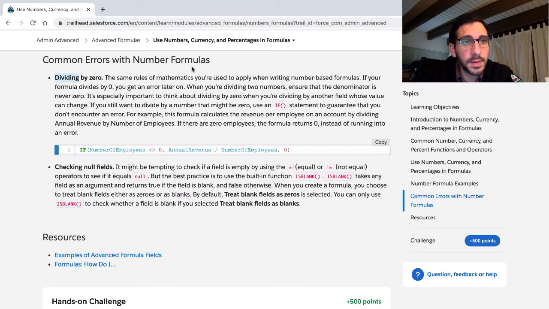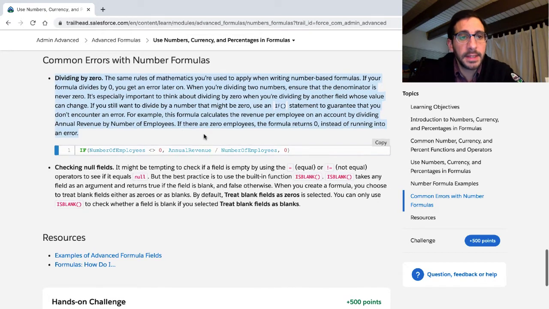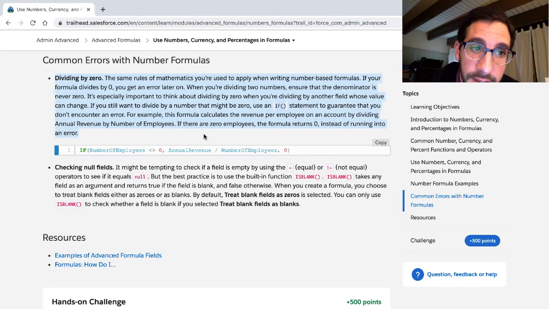Common errors with number formulas. Dividing by 0. The same rules of mathematics you're used to. I'm not used to any rules of mathematics. Apply when writing number-based formulas. If your formula divides by 0, you get an error later on. When you're dividing two numbers, ensure that the denominator is never 0. It's especially important to think about dividing by 0 when you're dividing by another field whose value can change.